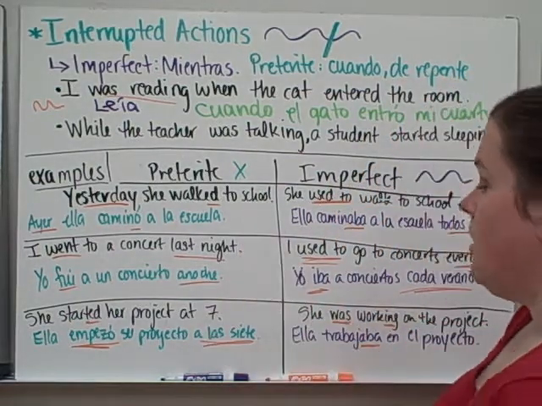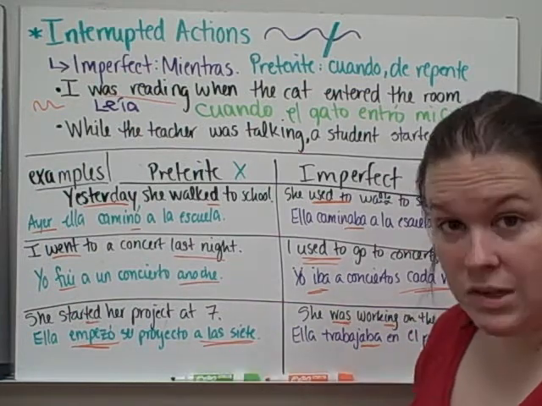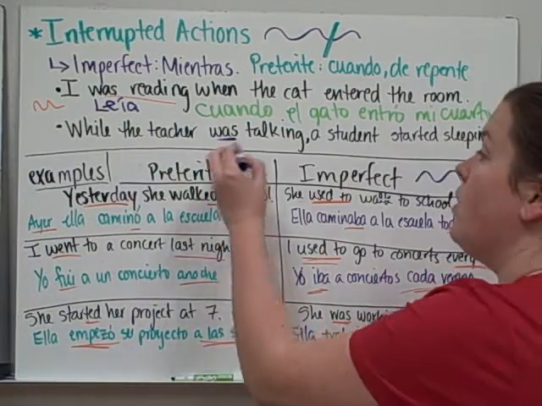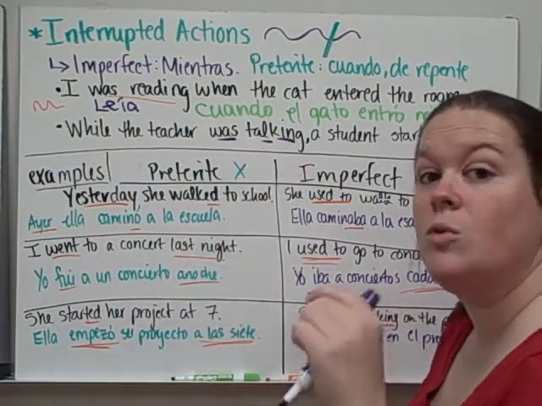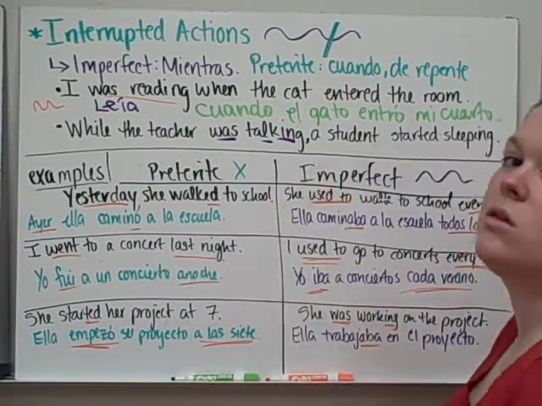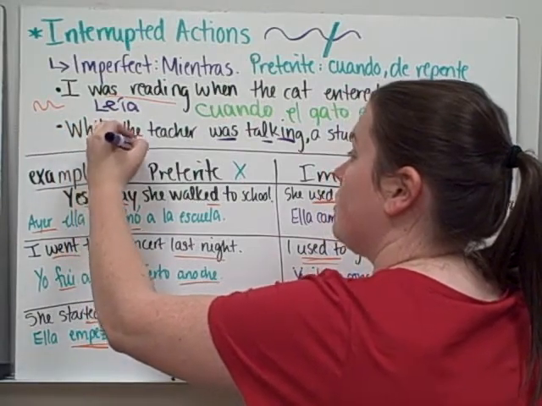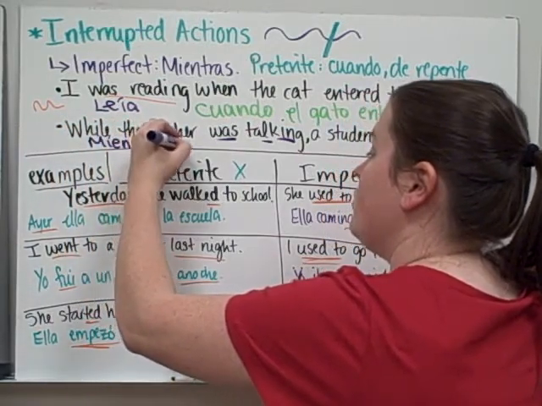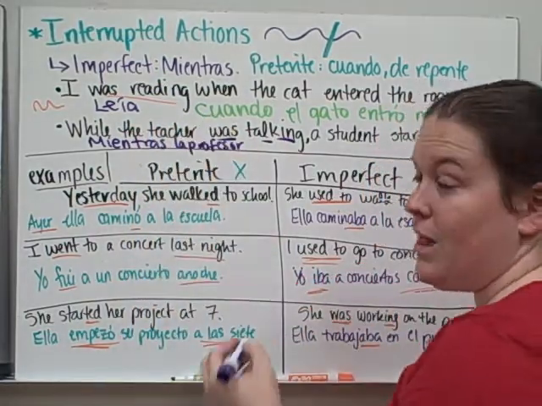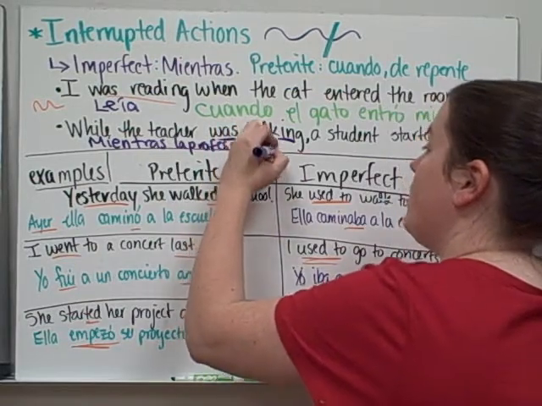Done. Next sentence. While the teacher was talking, a student started sleeping. This implies, again, an event. While the teacher was talking, was doing something. This was happening when the other thing happened. So, mientras la profesora talking, hablaba, or estaba hablando. So, hablaba.